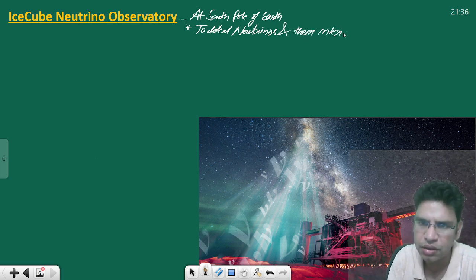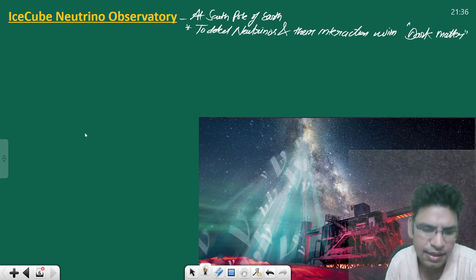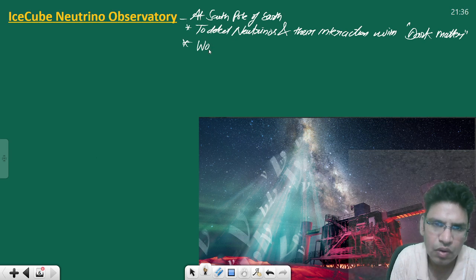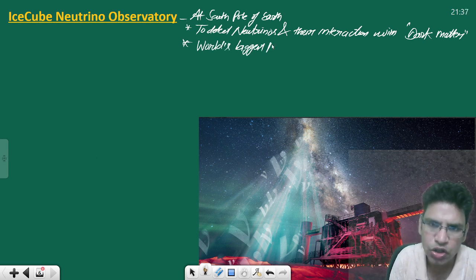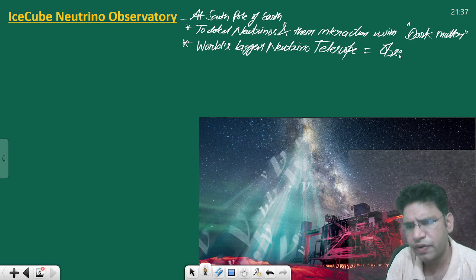Their interaction with dark matter. Okay, dark matter. So this is again a topic for another discussion. We'll discuss them later. This is the world's biggest neutrino observatory, the world's biggest neutrino telescope.